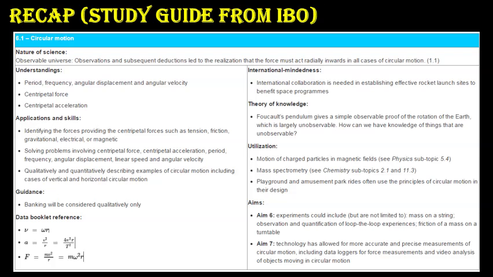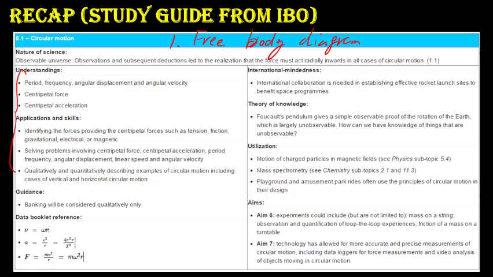As usual, we'll go through the study guide from IBO for this chapter first. I won't read all these points for you, but there are a few things you want to pay attention to. The first one: if you want to do well in this chapter, you have to be very familiar with the free body diagram. What it means is you have to know how to draw the forces and their directions very well.